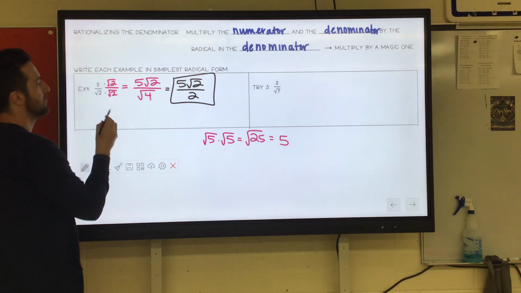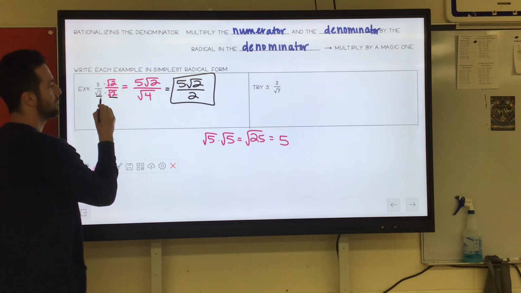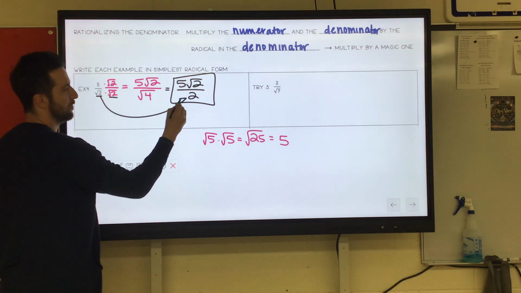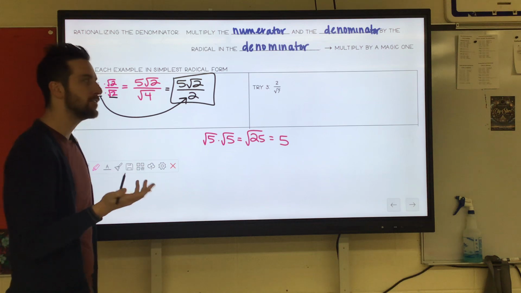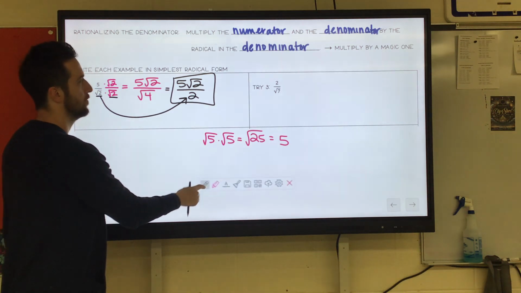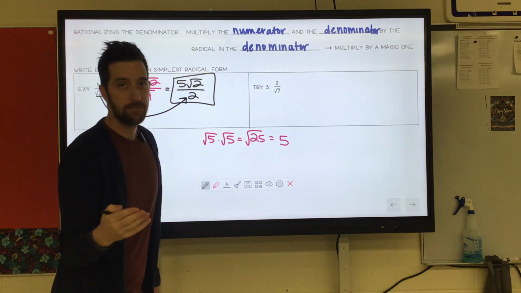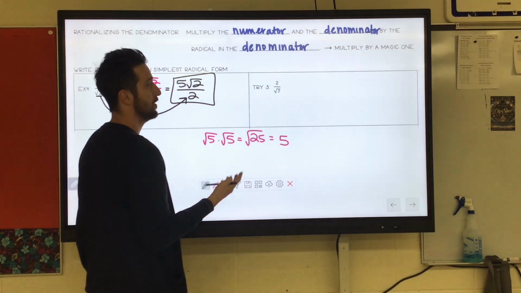And I'm fine with you if you go square root of 2 times the square root of 2 and you just go straight to regular 2, because you're going to do these a lot. So this one's for you to try. It's got a root 7 in the denominator. Feel free to pause and try here.